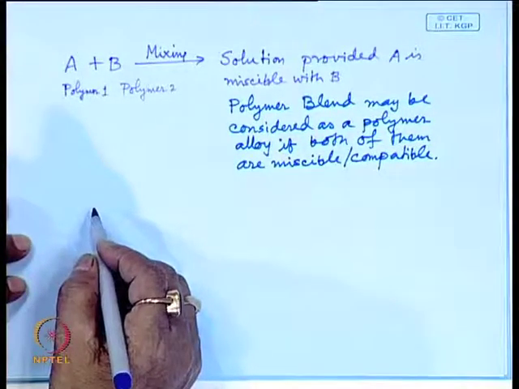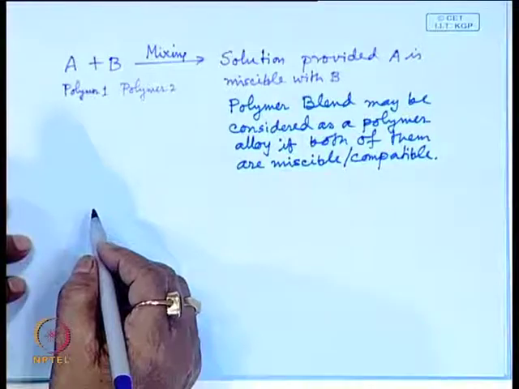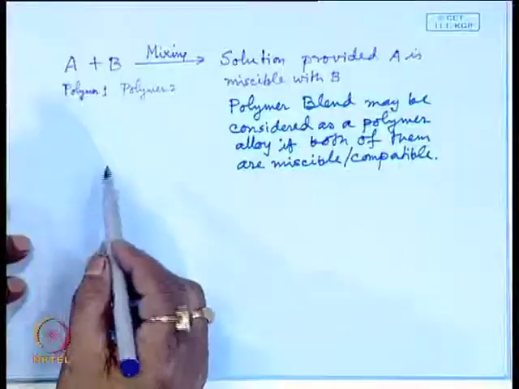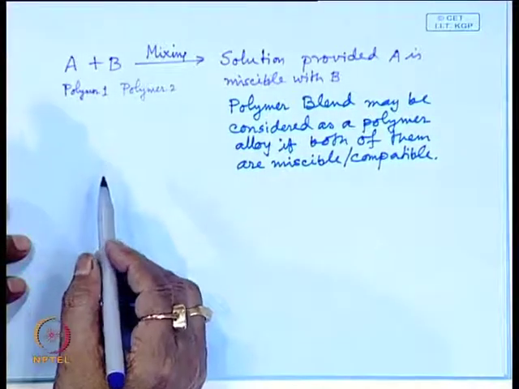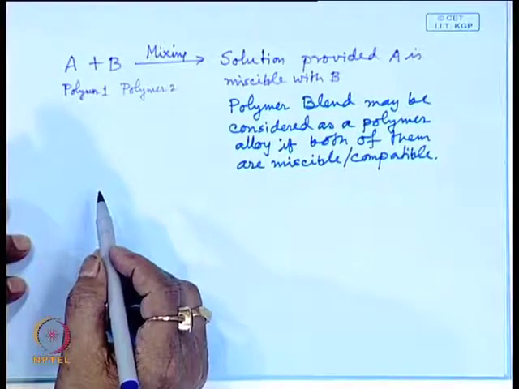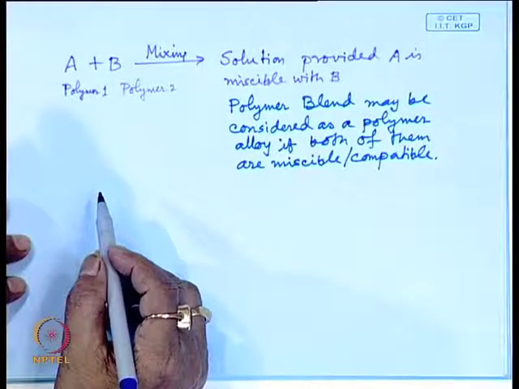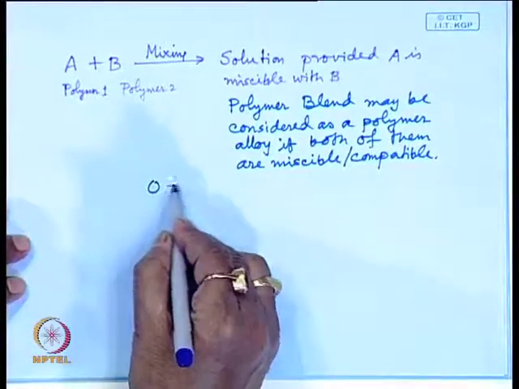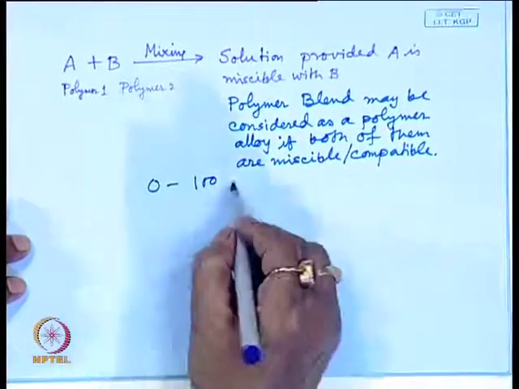So, we can get a new product from two component polymers by mixing one polymer with another polymer, provided they are miscible. We can say that these two component polymers are miscible at the entire range of compositions between 0 to 100 parts by weight.